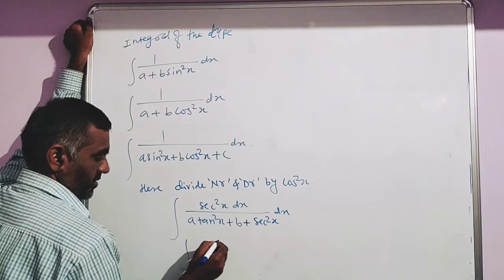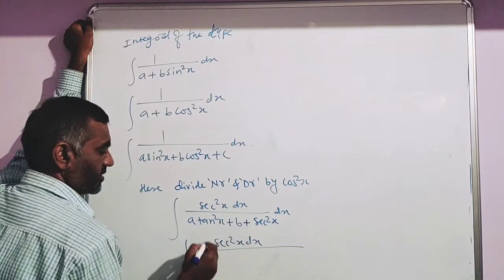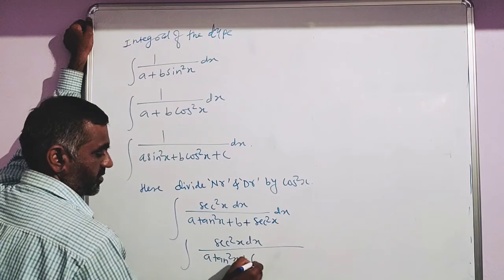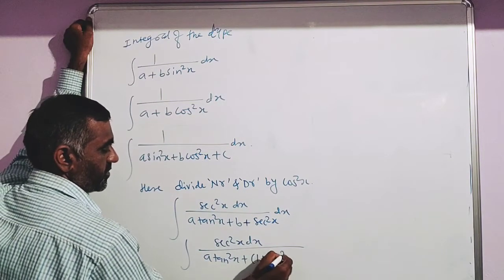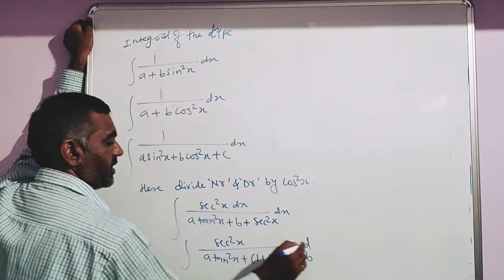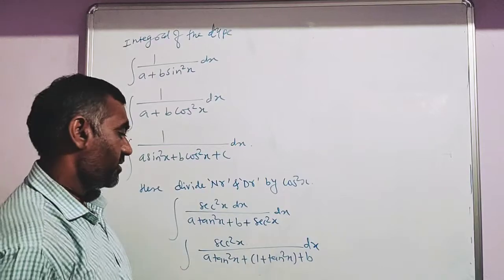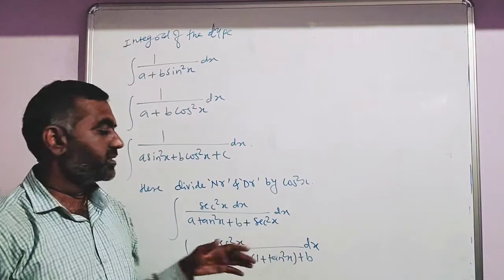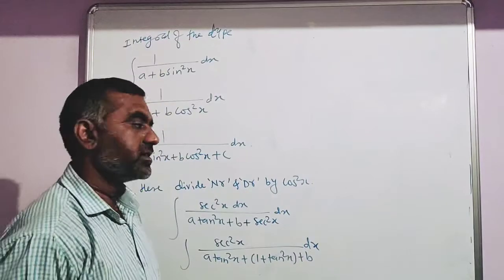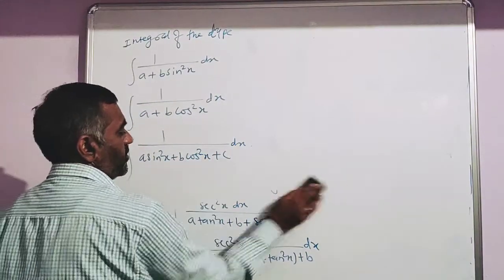Convert denominator in the form of tan x. A tan square x plus 1 plus tan square x plus b dx. Substitute tan square is equal to t, then sec square x dx is equal to dt. अशा पद्धतीने again it will be in the form of x square plus a square, x square minus a square. या पद्धतीने करायचं. बघूया सॉल्व करून.